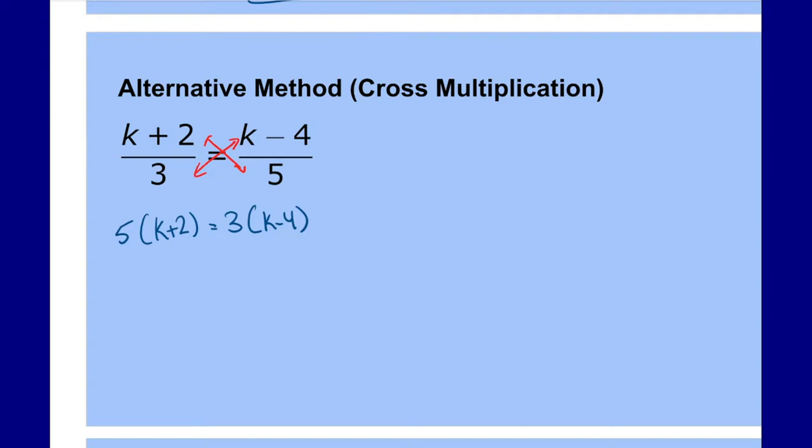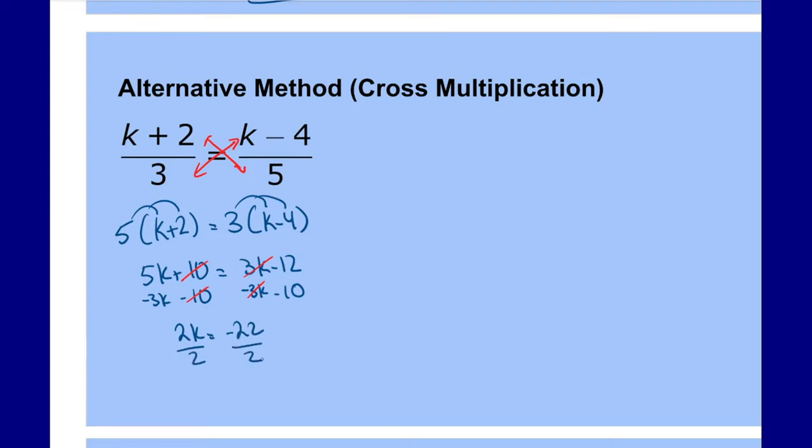Then again, we can go through and do the same kind of steps that we did before, right? We distribute the 5 through. So 5k plus 10 equals 3k minus 12. Again, I'm just going to go through this quickly because we've already done this before. I'm going to do it in multiple steps. So those will be gone, those will be gone. 2k equals negative 22. Just going through multiple steps, because after that, the steps are the same. It's just that initial step of trying to find the lowest common denominator.